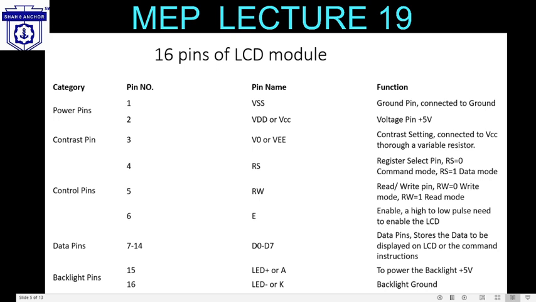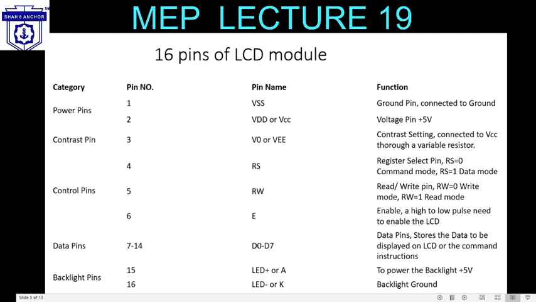A high to low pulse is needed to enable the LCD. The next category of pins are the data pins, pin number 7 to 14, that is D0 to D7. So a total of 8 data pins are there. We store the data which we want to display on the LCD, or the command instructions.